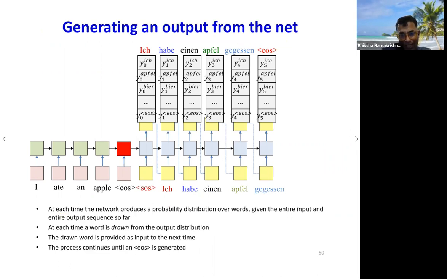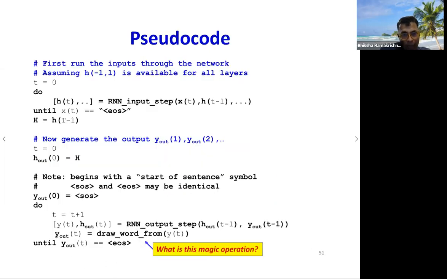And so the overall process is at each time, the network produces a probability distribution of words given the entire input and the entire output sequence so far. And at each time, a word is drawn from this output distribution and that drawn word is provided as input for the next time. The process is continued till the end of sentence marker is drawn. Now, all through this discussion, I have used this term, draw a word from a distribution. So what exactly is this process of drawing a word from the distribution? This should answer the questions that just came up.